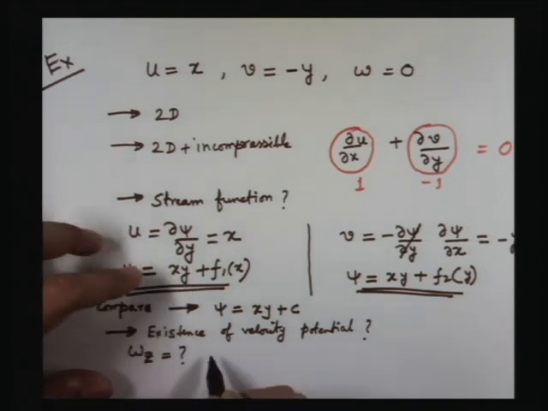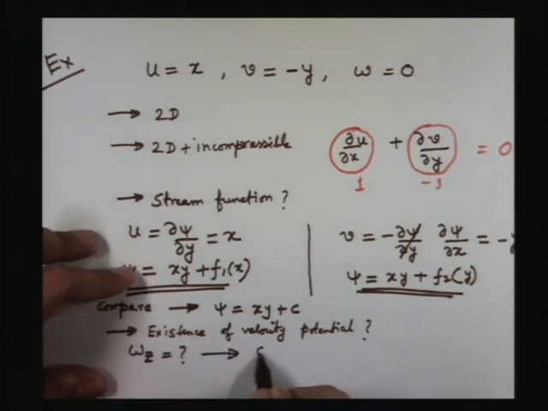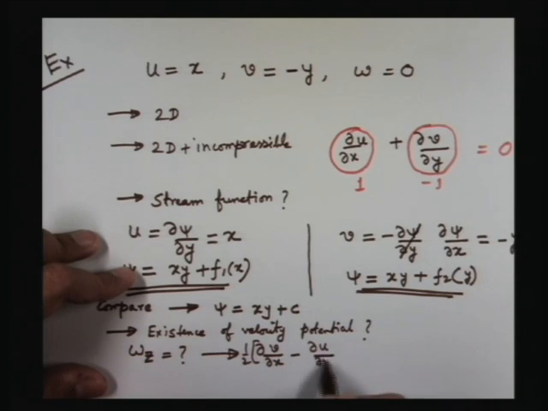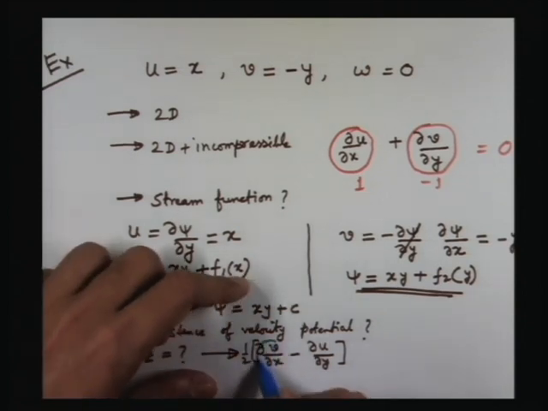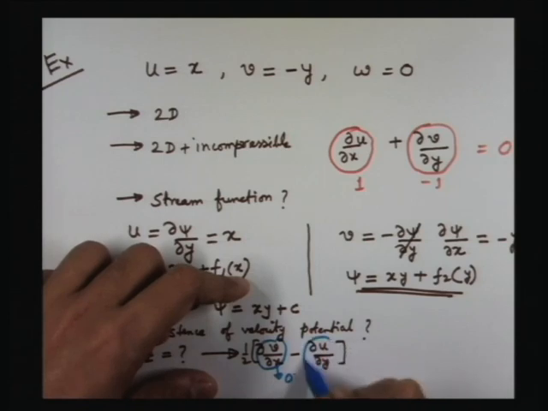So what is this? Half of del v del x minus del u del y. This formula was derived by Professor Shom in the previous lecture. So what is del v del x? This is 0. What is del u del y?